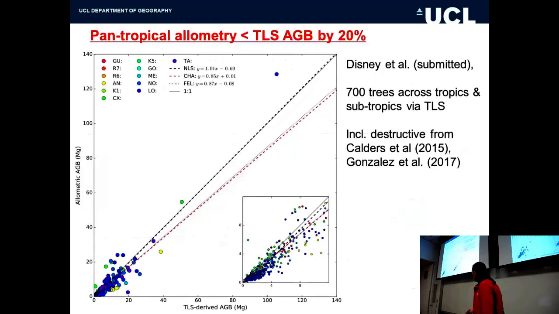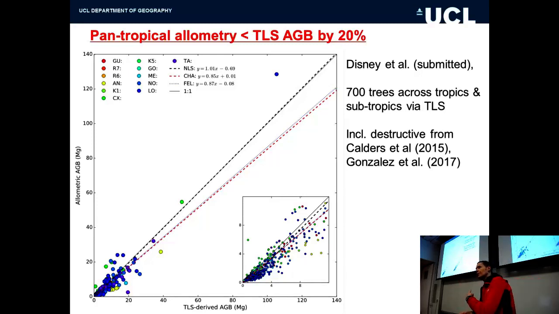This is some results comparing our terrestrial laser scan data, biomass, versus allometry, allometric relationships. So this is work from a bunch of different tropical sites across four continents. We're now up to about 1,500 individual trees here. What's really interesting, we've included all the destructive samples that there have been comparing.